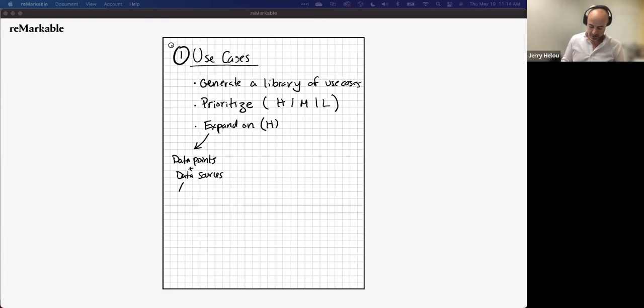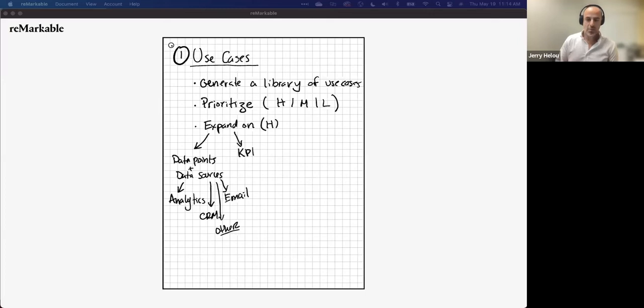Do I need my analytics data? Do I need my CRM? Do I need email? Do I need, I don't know, other data sources? Right? So figure out what are the things that are important for that use case. Other than that, concentrate on KPIs, right? How do you measure that this use case is performing? Along with that, of course, what are the objectives?